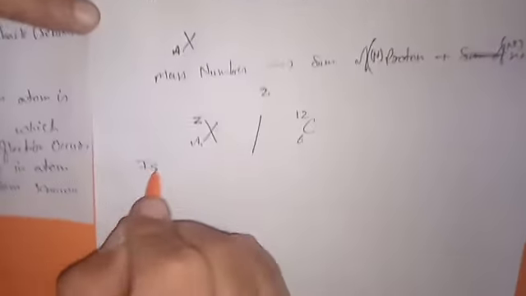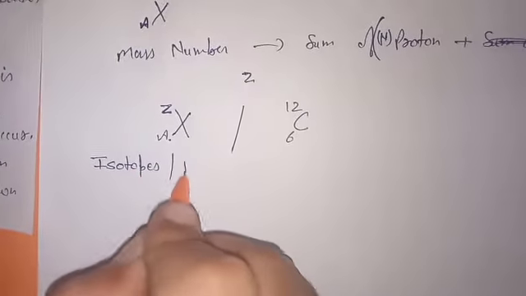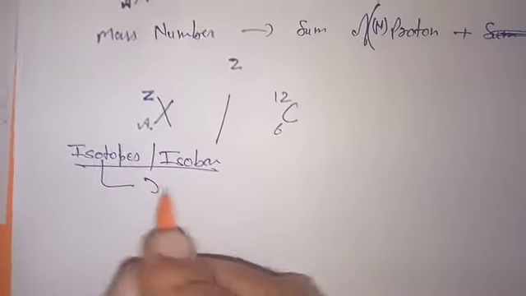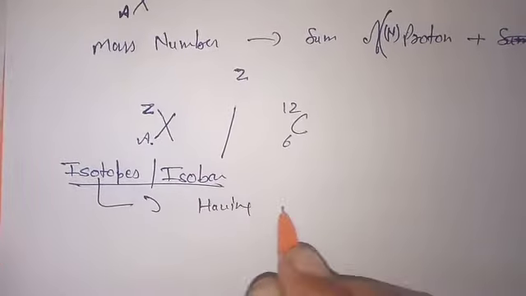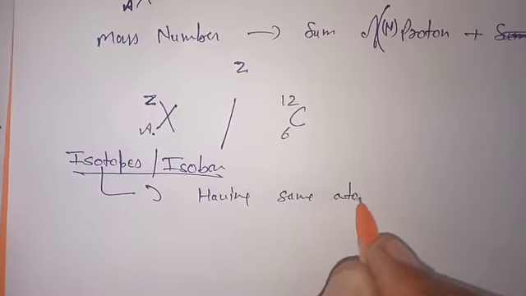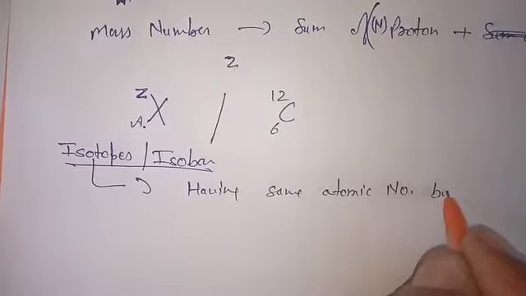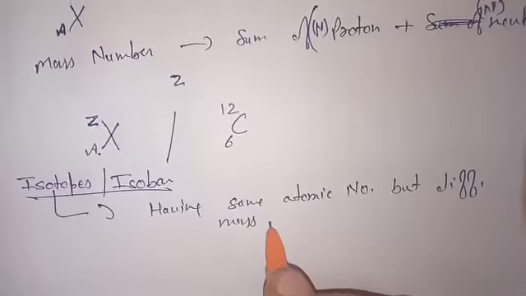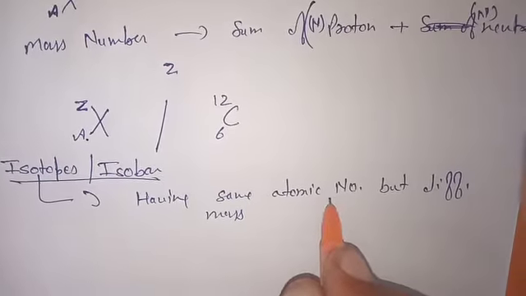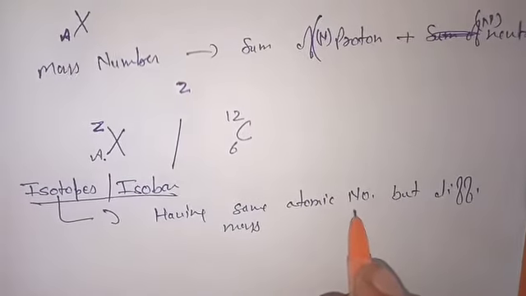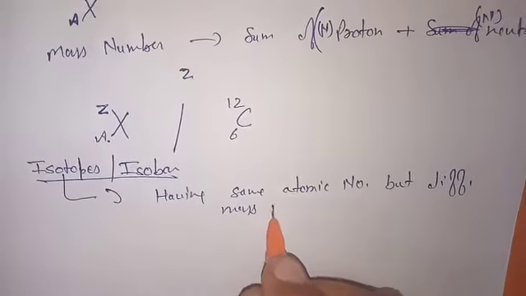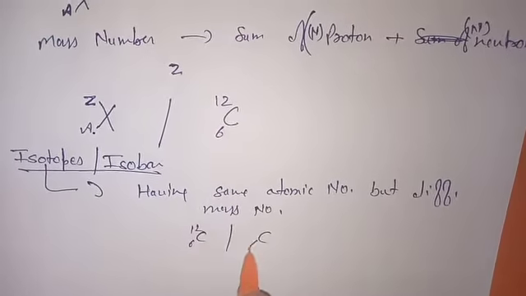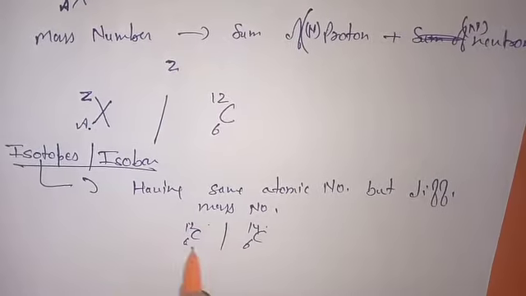Another thing, you know the definitions of isotopes and isobars as well. I am repeating them. Isotopes have the same atomic number but different mass number, because they contain different numbers of neutrons. Having the same atomic number means they all have the same number of protons in the nucleus, but different mass number. For example, C-12 and C-14. So mass number is different, atomic number is the same.